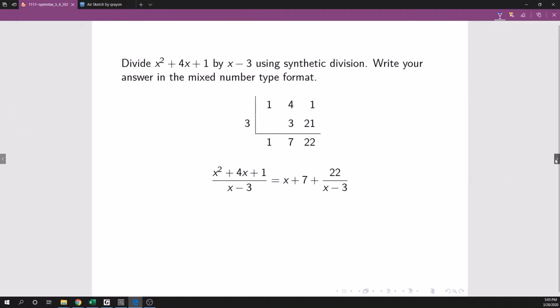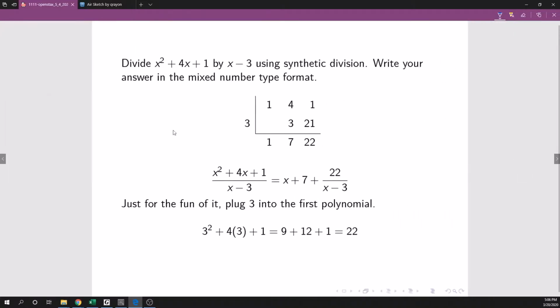All right, next example. Oh, yes, something else we need to illustrate here. This is important coming up. So it says just for the fun of it, and really not for the fun of it, because I want to show you something. Plug 3 into the first polynomial. So I'm going to plug 3 in here. When I do that, I'll get 3 squared plus 4 times 3 plus 1 equals 9 plus 12 plus 1 equals 22. So when you see that for the first time, you say, hey, wait, there's a 22 right here.